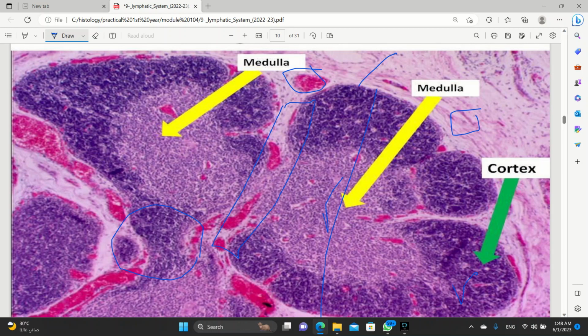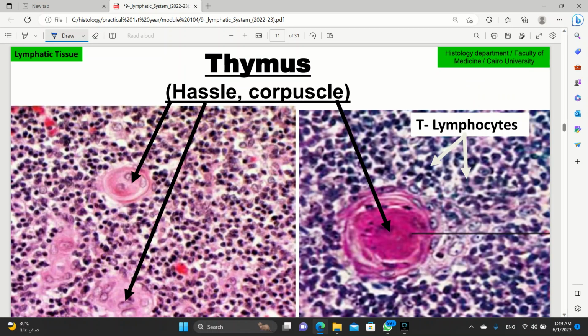Yeah, so that's the medulla, cortex, lobule, trabeculae. Medulla, cortex, capsule, trabeculae. Is there anything else I forgot? I guess not.